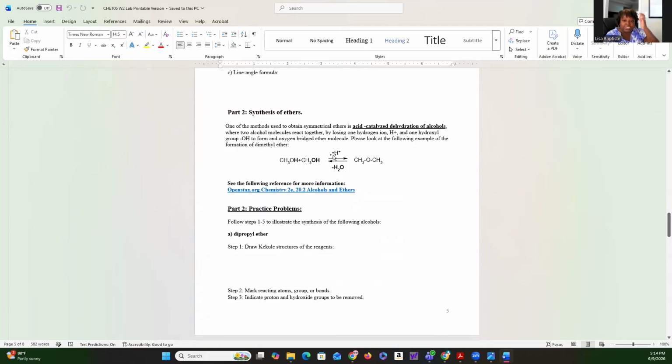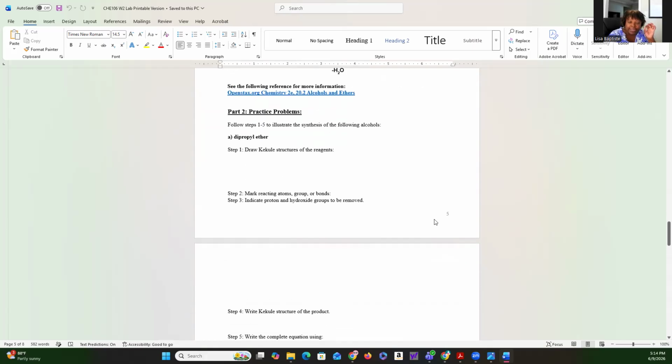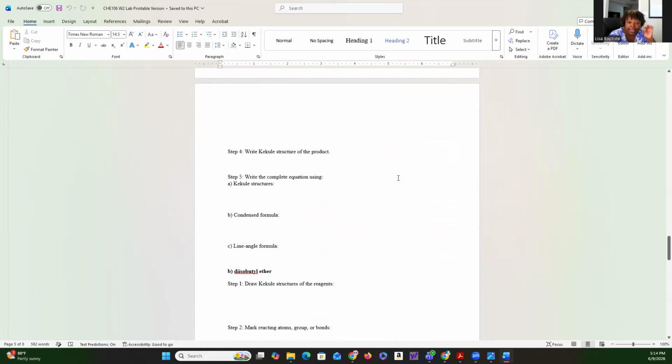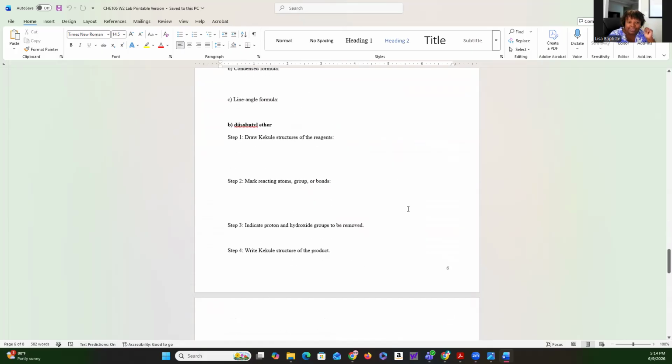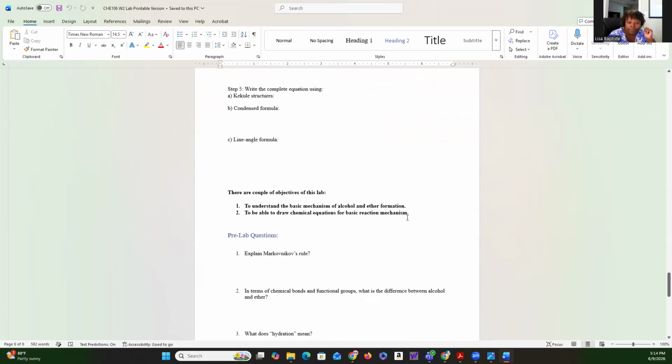Okay. The H plus just shows you that it's in an acidic environment. That's the type of solution that it's in. And so the oxygen that's left on this one combines with the carbon here, and you get the ether. Remember, ether has the oxygen in the middle of two carbons. All right. And so again, you're going to do the Kekulé, the condensed, and the line structure for your examples.